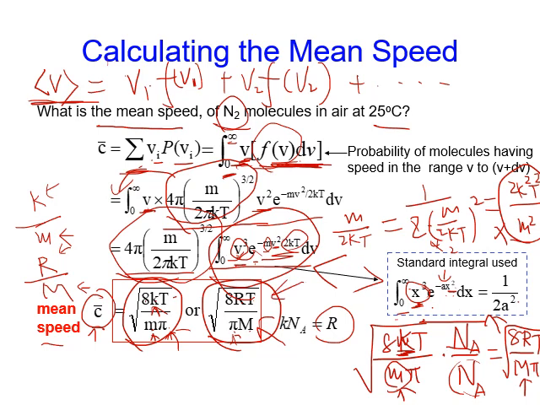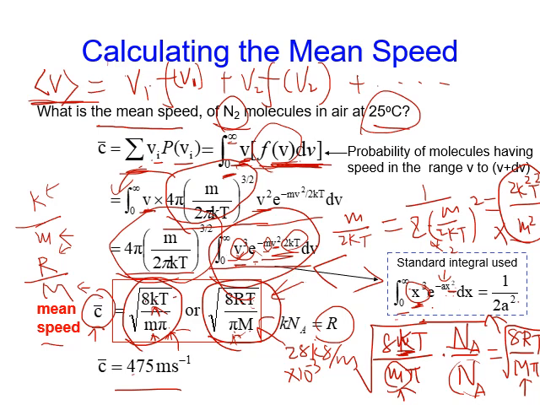Your nitrogen is about 28, so use 28 gram. Now gram you need to change to kilogram because that's the SI unit, so you need to times 10 to the minus 3. 28 gram times 10 to the minus 3 becomes kilogram per mole. And then R is 8.314, T is 298 Kelvin. Plugging everything in, again please try it, the answer you will get is 475 meter per second.